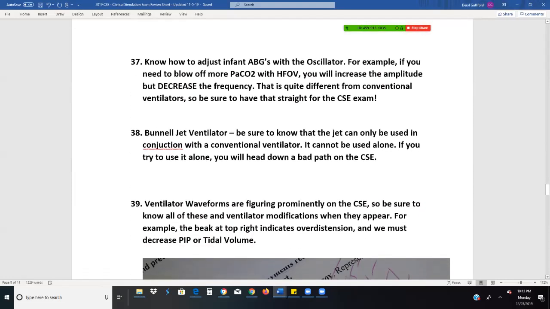Know how to adjust the oscillator for ABGs. If you want to blow off more CO2, you will increase the amplitude and decrease the frequency. That is a very commonly misunderstood concept. You increase the amplitude but decrease the frequency, and that allows the piston to move further with each stroke. So that's quite different from typical ventilators.